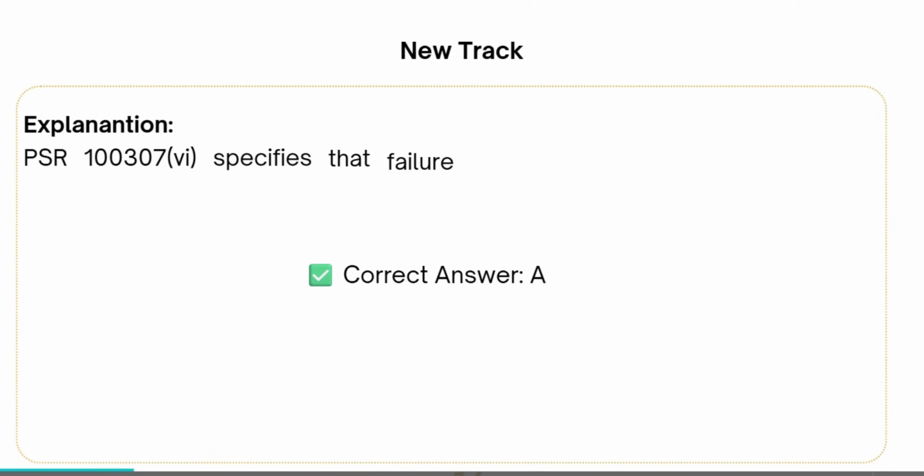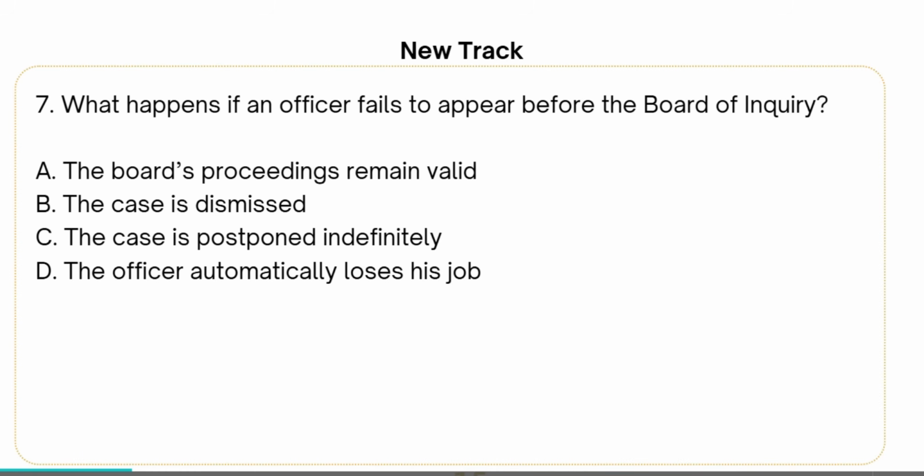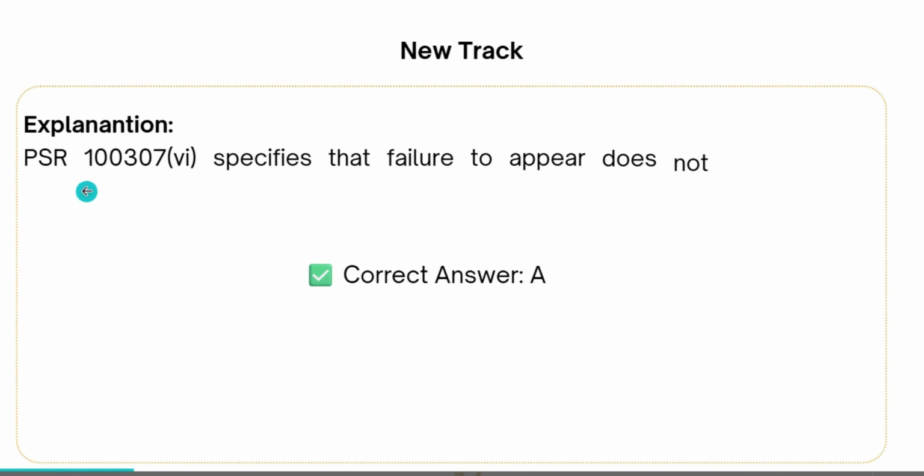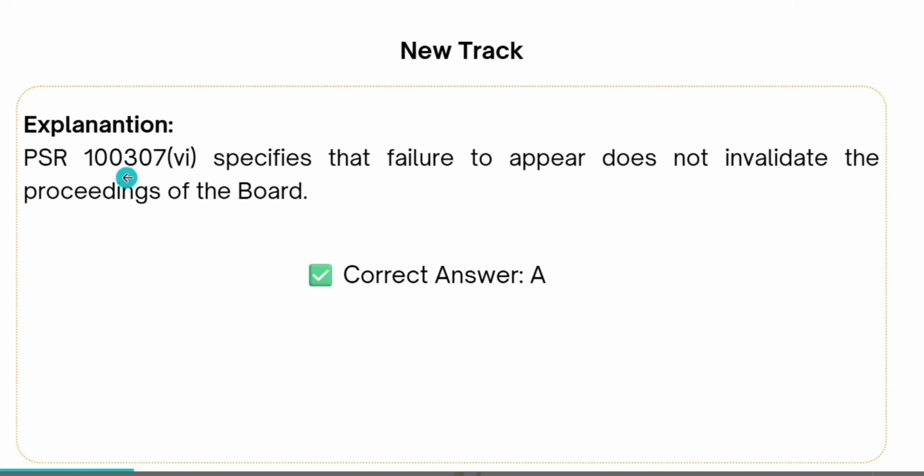The right option is option A, and option A says the board proceedings remain valid. If he fails to appear before the board of inquiry, whatever they say against him remains valid. And that is what PSR chapter 10 section 3 paragraph 7 specifies, that failure to appear does not invalidate the proceedings of the board.